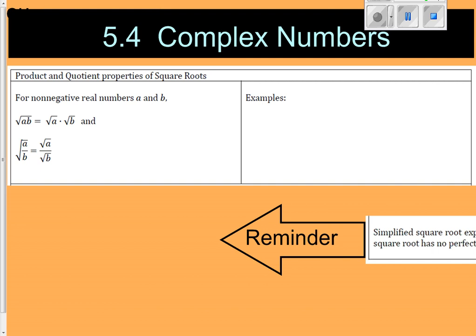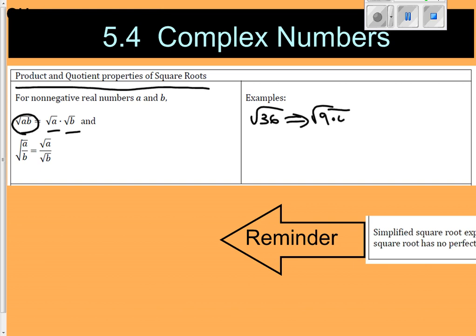A couple of rules to know right away: if I've got a number under a square root, I can split it apart into two smaller numbers, into one of their factors. A good example would be the square root of 36. I can split that into the square root of 9 times 4, and then into the square root of 9 times the square root of 4. That's just one example. I can split that apart any way that I want.